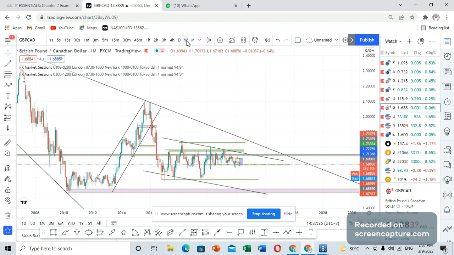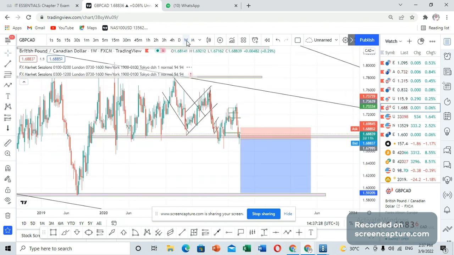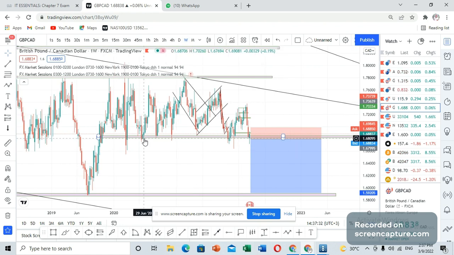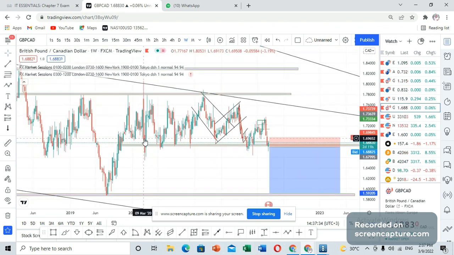Let us move to the weekly time frame. Looking at the market from the weekly time frame, you can see we are still in that consolidation. We had a lot of downward movement and upward movement, but we are still in between. We are not making any trend between the upward trend and the downward trend. We are just consolidating at one point.